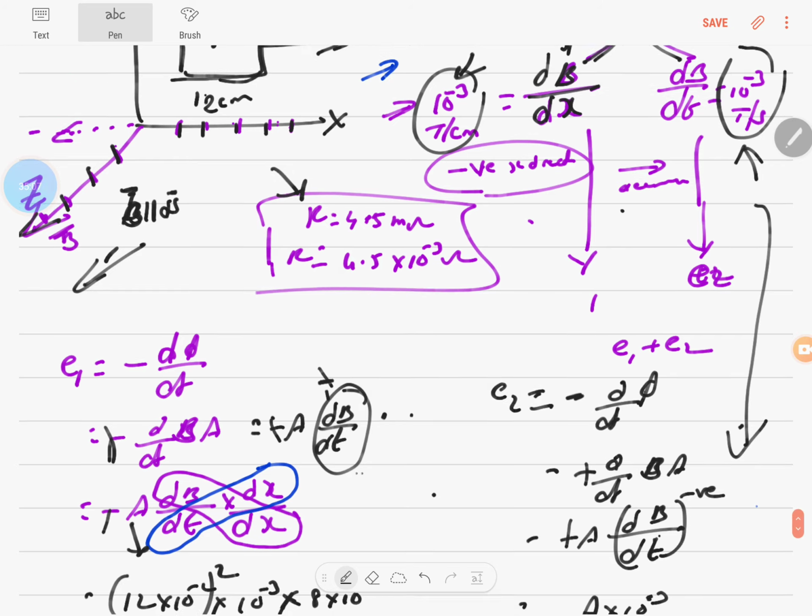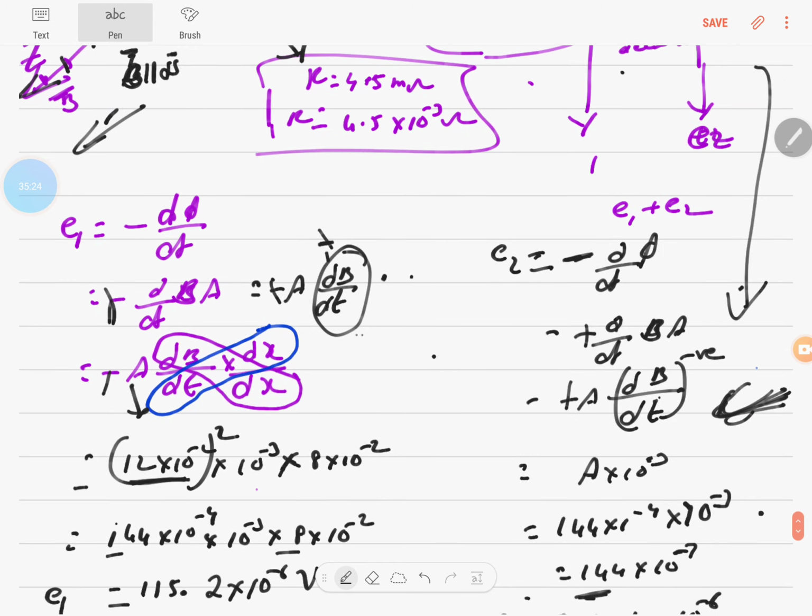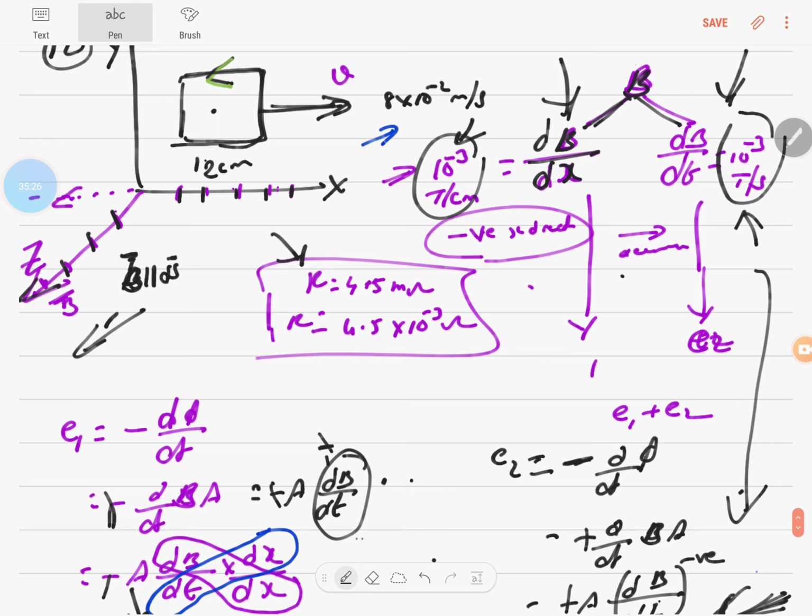But there will be a negative sign here, but since dB/dt itself is decreasing, and the question will say that the magnetic field is decreasing along z axis, the negative and negative dB/dt will get cancelled, so the answer will become positive here. In this case, you can directly substitute dB/dt, that's what I have done, and the area of the loop is 12 centimeter, 12 into 10 to the power minus 2, the whole square.